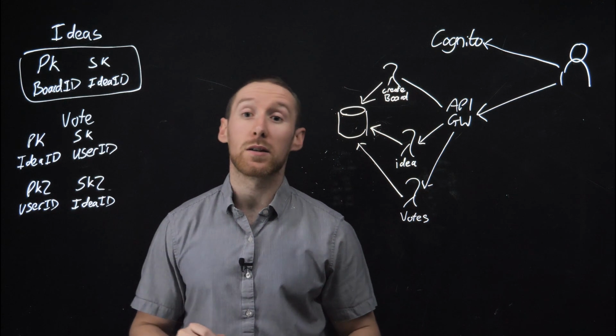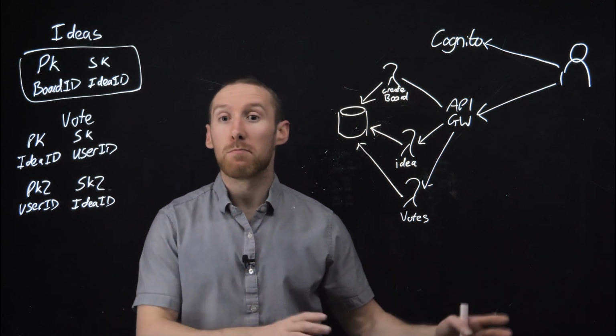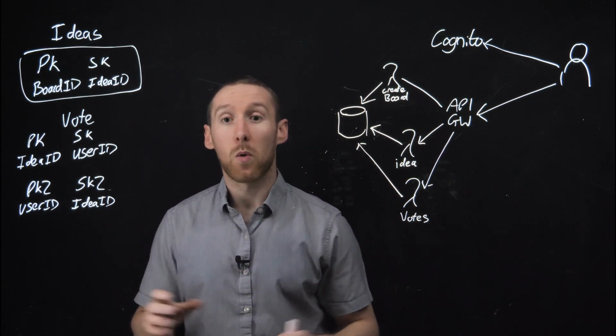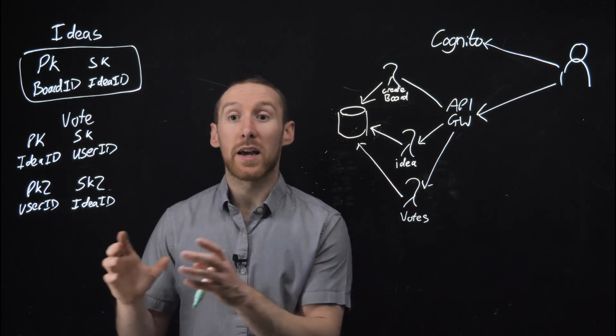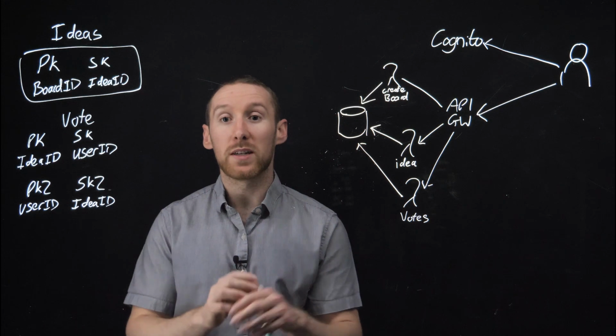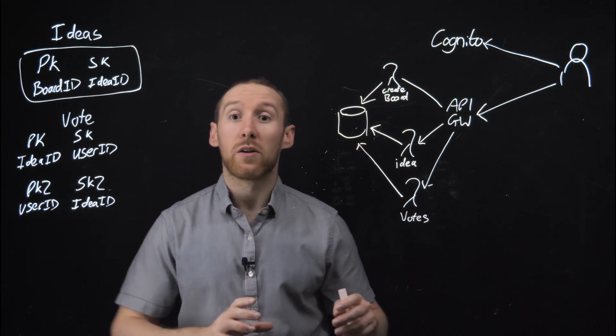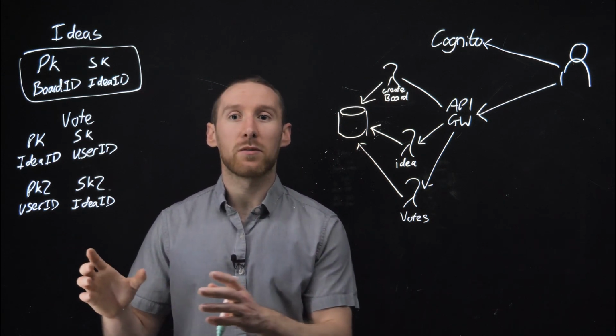This is a really neat way of doing a many-to-many relationship, where you can find out how many votes an idea has got from unique users, but also, for a user, how many different projects they have voted for.